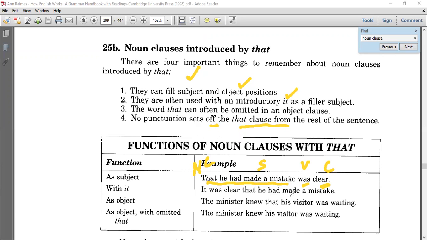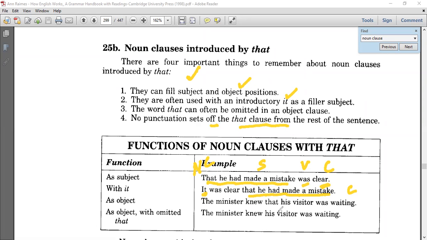It was clear that he had made a mistake. It's starting off with it, right? Was clear that he had made a mistake. So this thing is a complement here. This is a dummy subject. It was clear. So we can see that over here, the complement of this whole sentence is a clause, and that is he had made a mistake.